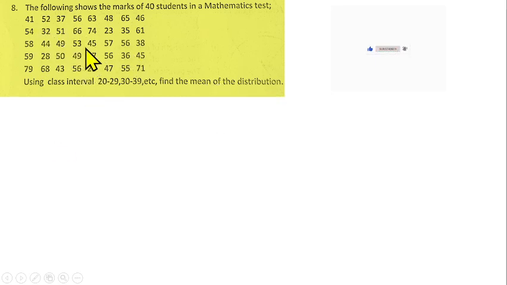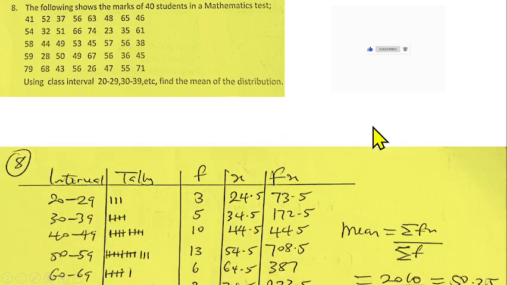The first thing to do is to group this data, because this is a large data that is not grouped. So we need to group it. That's why you are given the class interval. And how do we group it? You need to prepare a frequency table before you can find the average, which is the mean.